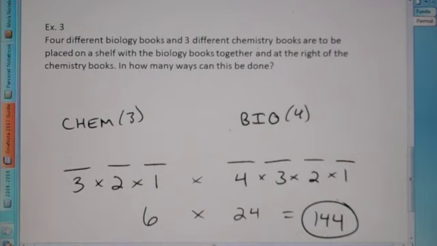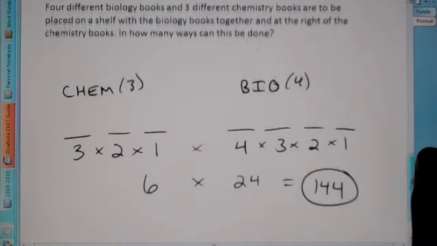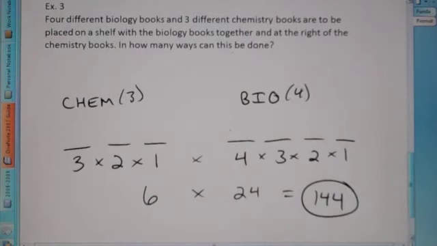So these are what permutations are. In the next lesson, we're going to get into a more specific type of permutations called distinguishable permutations. Good luck with this today, and ask questions if you need help. Bye.